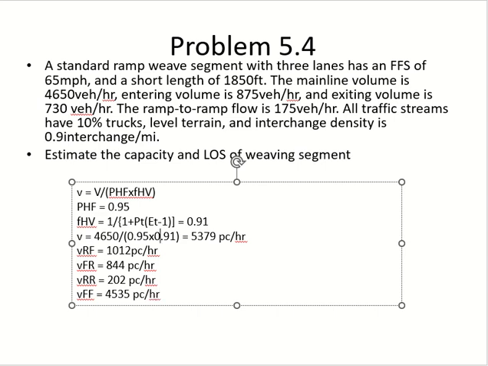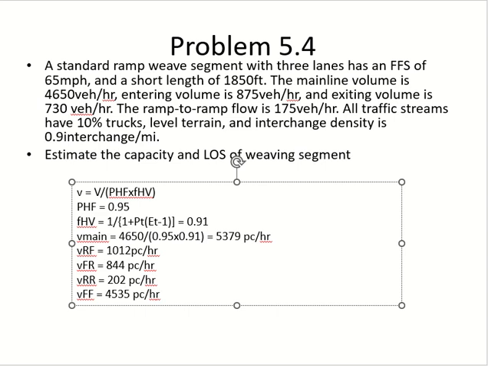Okay, this is what they gave me, but I will call it main, so you don't get confused with the rest of the things. Your total volume is the total of these four: freeway to ramp, ramp to freeway, ramp to ramp, and main. How many of them are weaving? Which of them are weaving? Freeway to ramp and ramp to freeway. The rest are non-weaving.